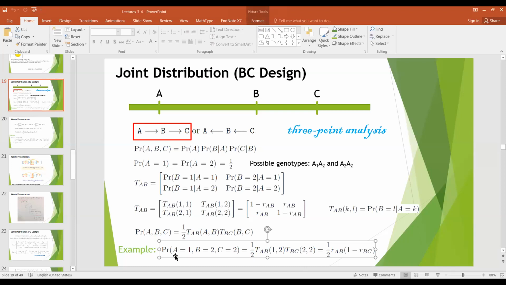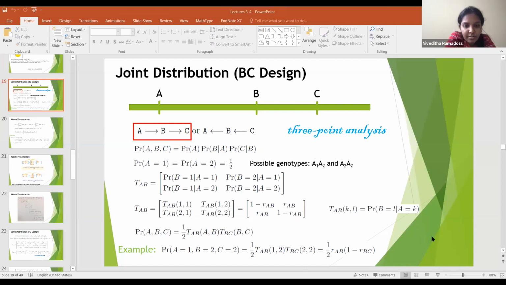The probability of A equals 1, B equals 2, and C equals 2 should be expressed using this formula. So why is there a 1/2 in front of this probability? Because the genotype of A doesn't depend on anything, there's no flanking marker, so it's just on its own. That's the start of the Markov chain, right? So we assume the probability of seeing any genotype is equal to 1/2.